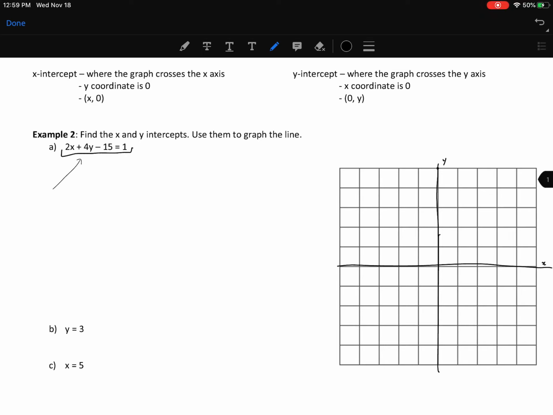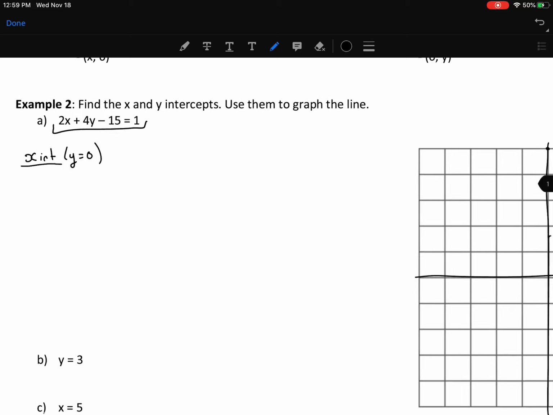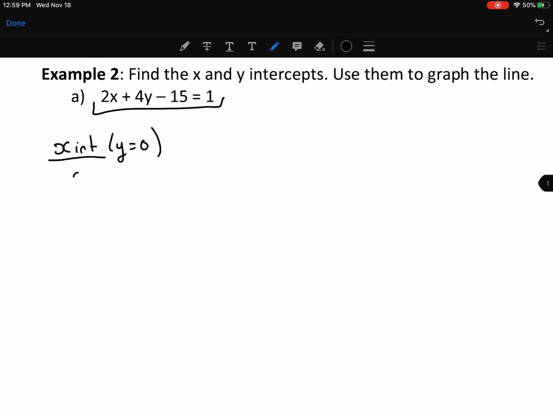So how does this work? If I want to find the x and y coordinates of this expression, how do I do that? All right. Well, let's see. If I want to start with the x-intercept, that's where y is equal to 0. Where the graph hits when y is 0. So all we're going to do is take our equation, 2x plus 4y, and instead of writing 4y, we're going to replace the value of y with 0.